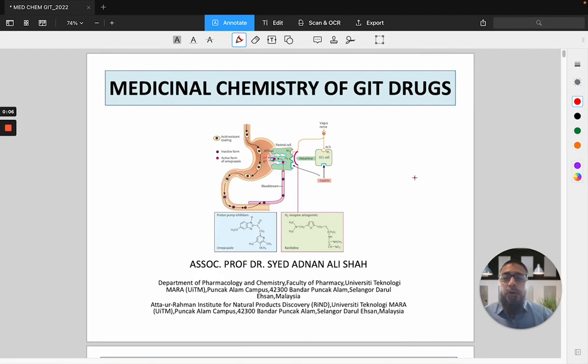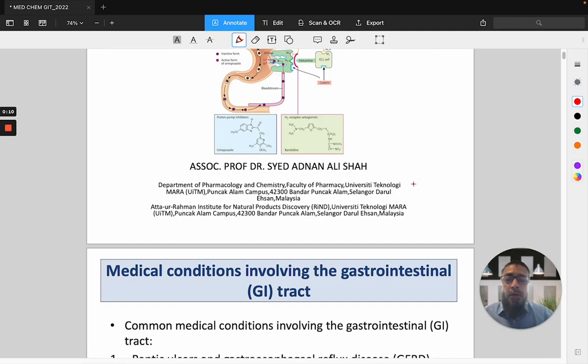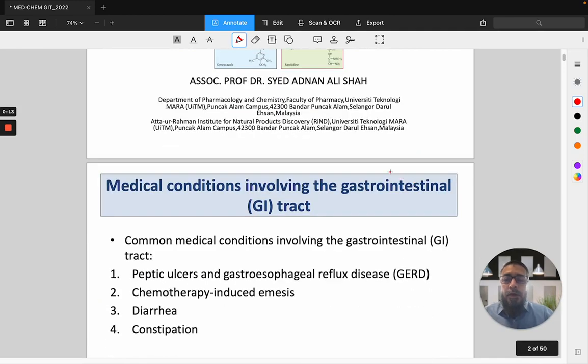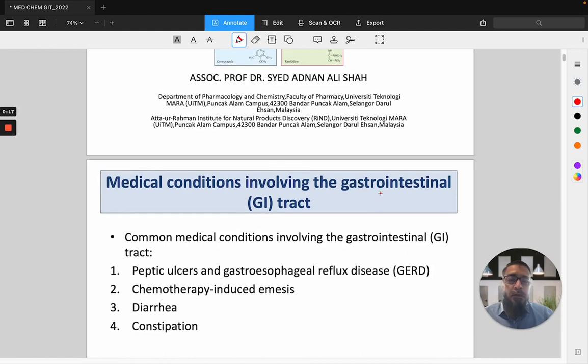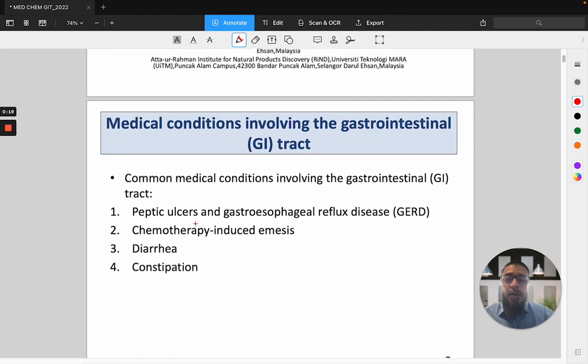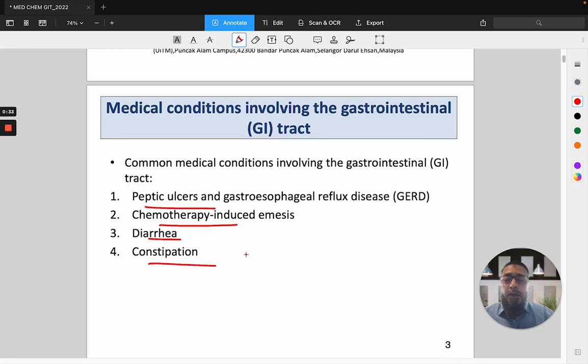The topic of today's lecture is the medicinal chemistry of GIT drugs. So, as you all know, the medical conditions involving the gastrointestinal tract are mainly peptic ulcer, chemotherapy-induced emesis, diarrhea, and constipation. We will see one by one what the treatments are and what drugs are used for the treatment of these medical conditions.